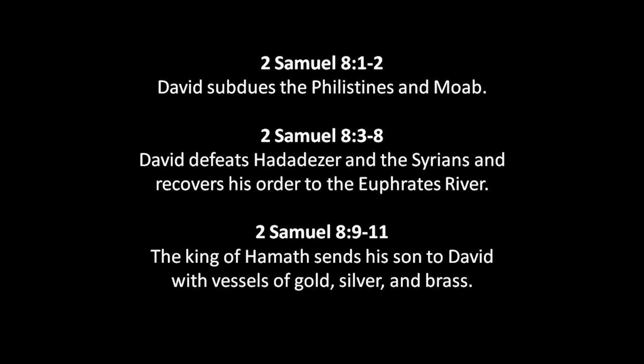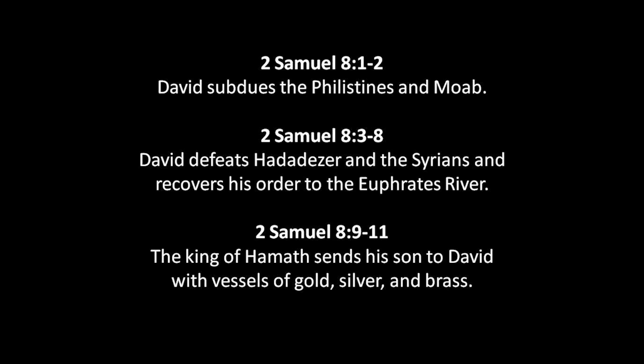Now let's get to chapter 8. And David becomes great in chapter 8. David subdues the Philistines, and then the Moabites. And then verses 3 through 8, David defeats Hadadezer. And the Syrians come to help Hadadezer, and David subdues them and recovers his border to the Euphrates River.